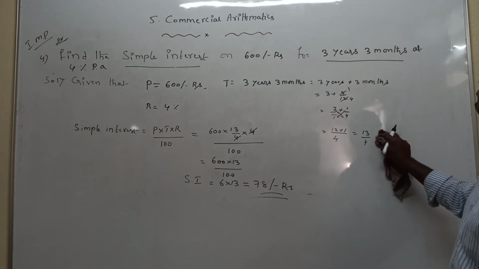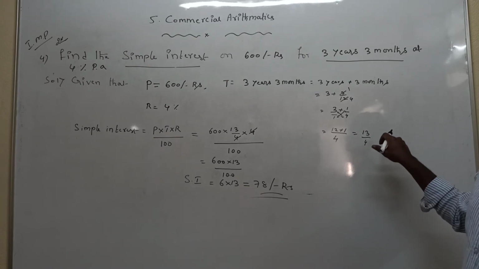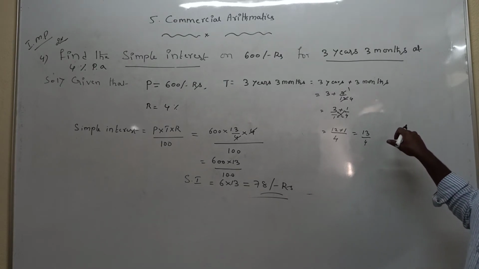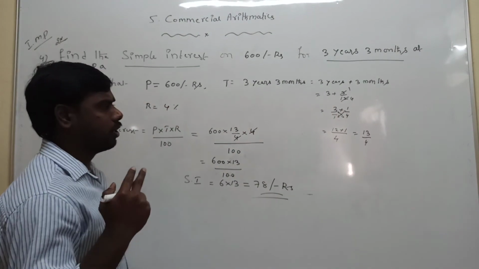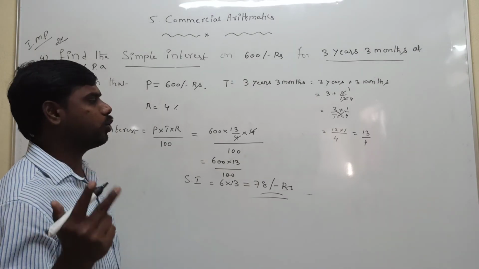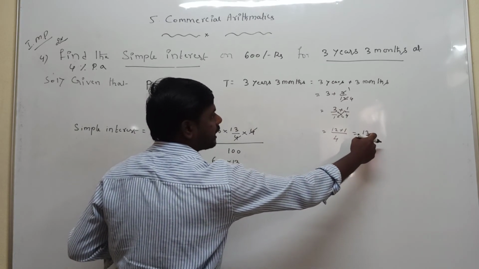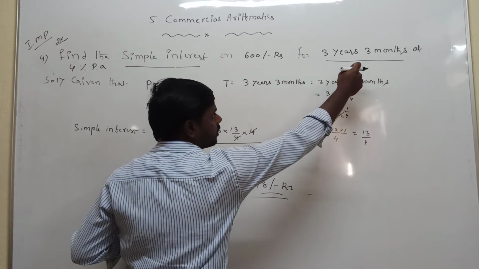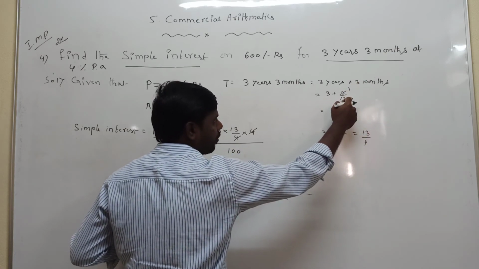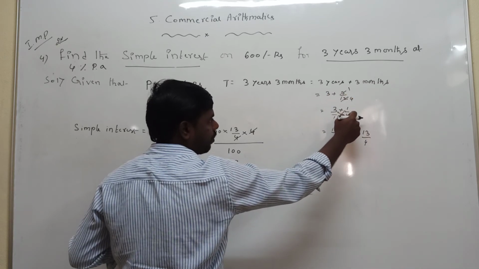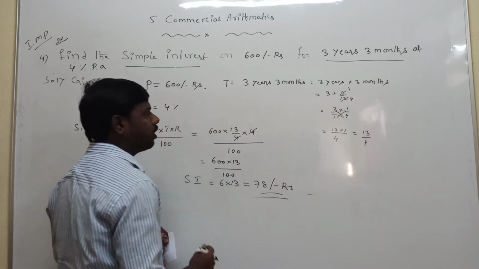So what time am I getting? 13 by 4 means like 3.22 something you will get. 13 by 4 is nothing but 3.2 bar, or else we can give it like this. So what is the time they are getting? 13 by 4. 3 years 3 months. The 3 months are converted to years. That's why 3 divided by the total months per year, 12 months. 3 by 12 is nothing but 1 by 4. After taking LCM, 4 threes are 12, 12 plus 1 is 13, 13 by 4.